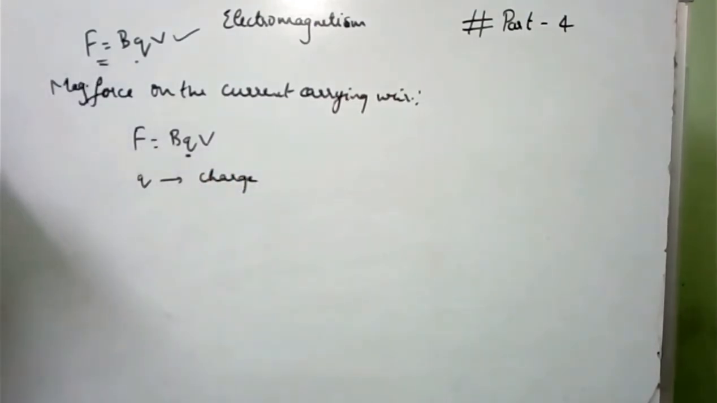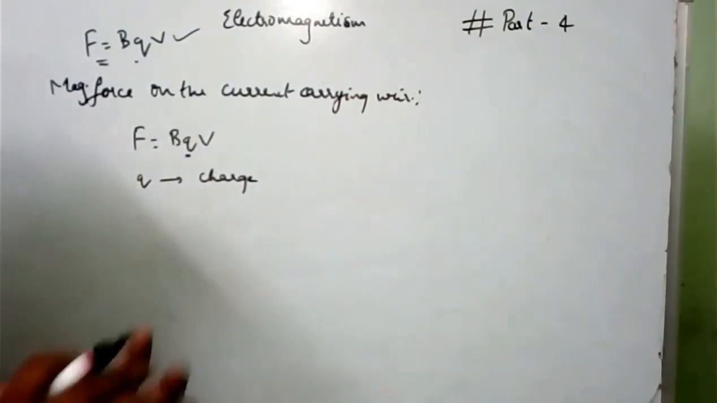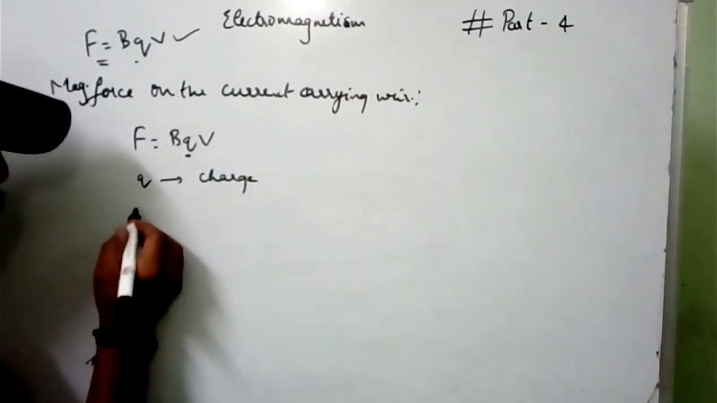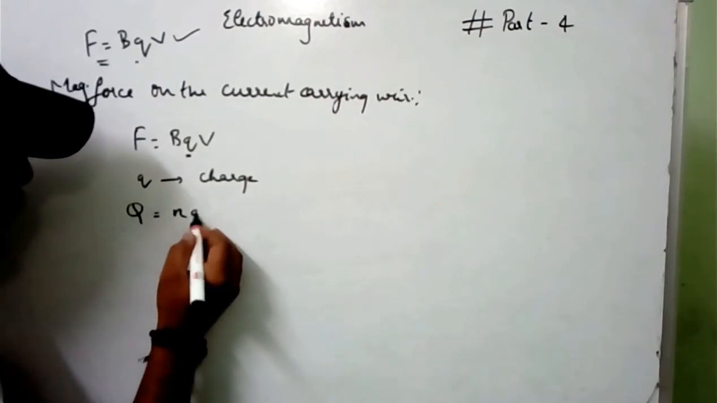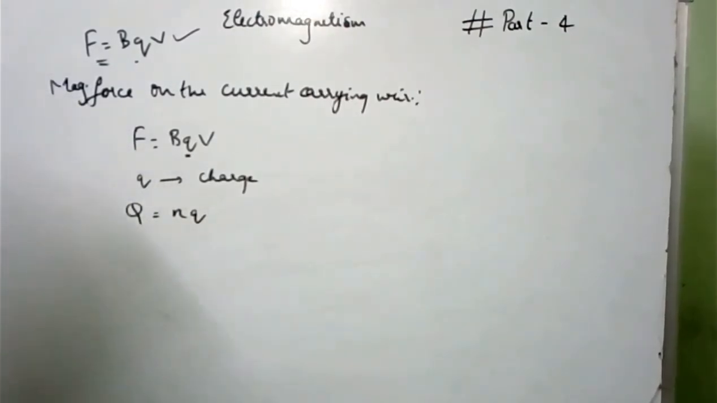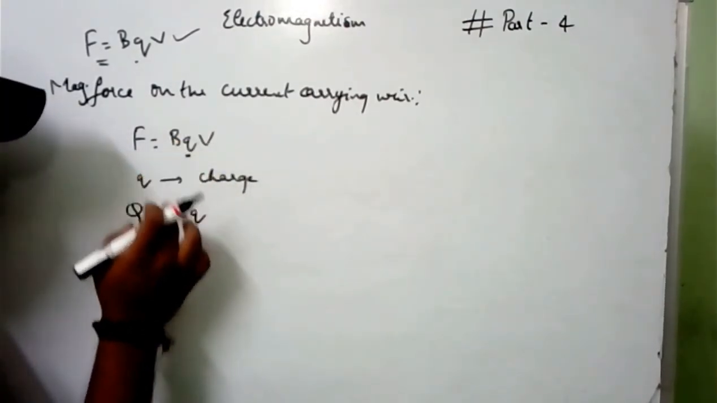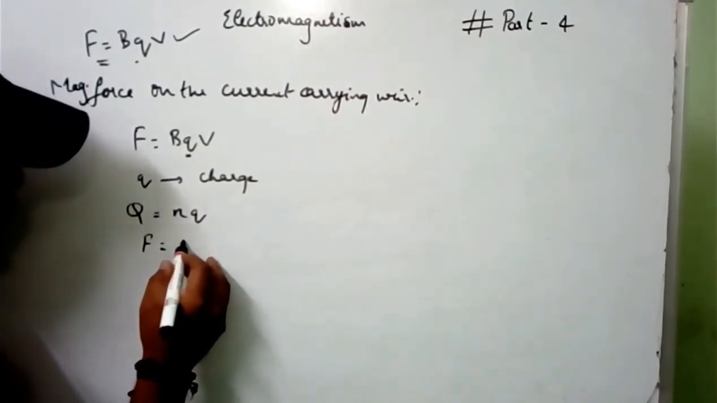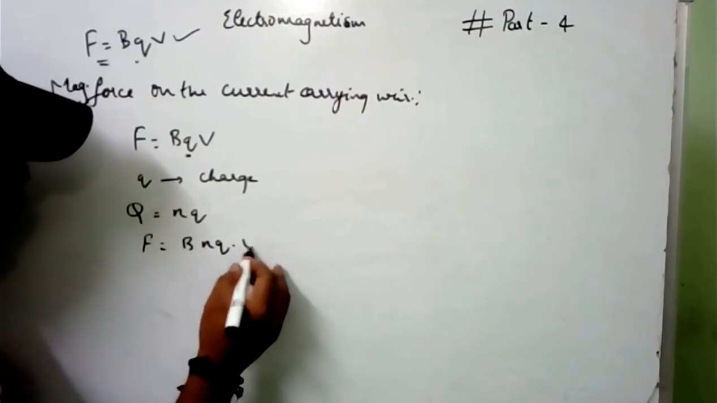But what we know is that in a conductor there are many charges. So in place of small q, I will write Q is equal to n into q. So in place of q, I will write F is equal to BnQ into V.